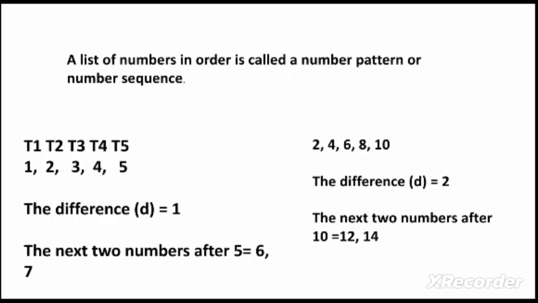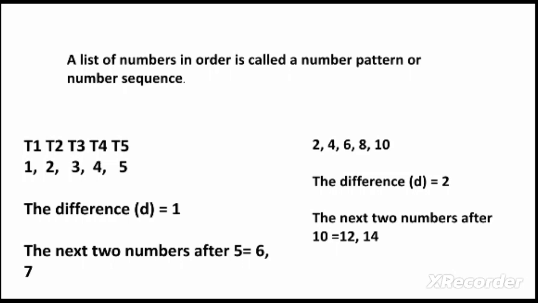In the sequence 2, 4, 6, 8, 10, you add 2 to the previous number to get the next number. 2 plus 10, that is 12. 12 plus 2, that is 14. So so far you have learned how to find the difference, the constant difference in arithmetic sequence, and you have learned how to find the next terms in the sequence.